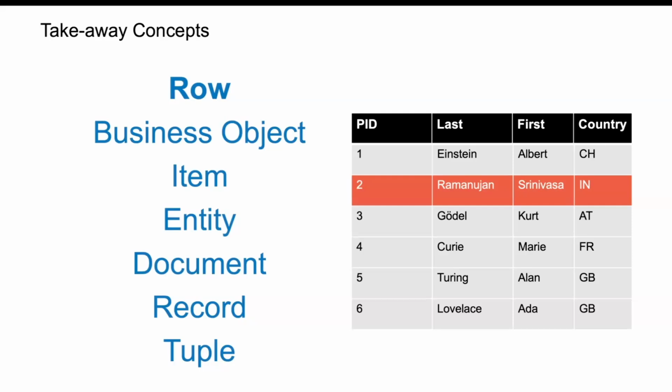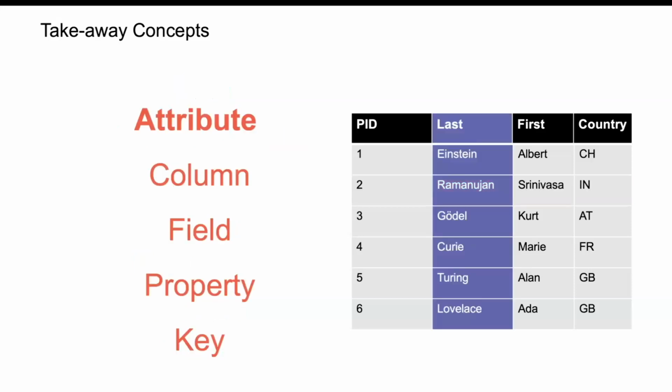Item is another word, and then my favorite is business objects. Like there are people who just call them business objects, especially the business people. They say we have a table of business objects. It's pretty cool, I think, as a name. But anyway, they all mean the same thing. These are rows in your table.